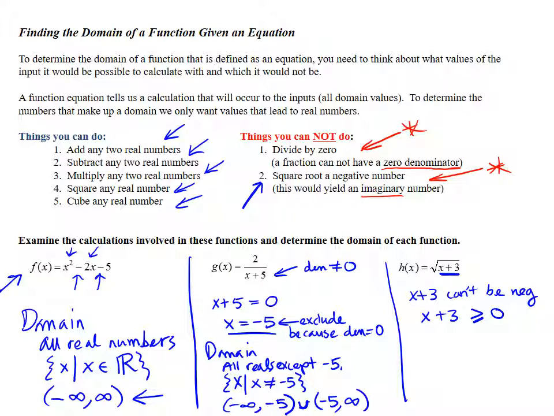We can then solve for x by subtracting 3 from both sides, so x must be greater or equal to -3. So what we have here is a restriction on x. X can't be lower than -3, it must be greater or equal to -3. So with the domain of this function, we would say all reals greater or equal to -3.